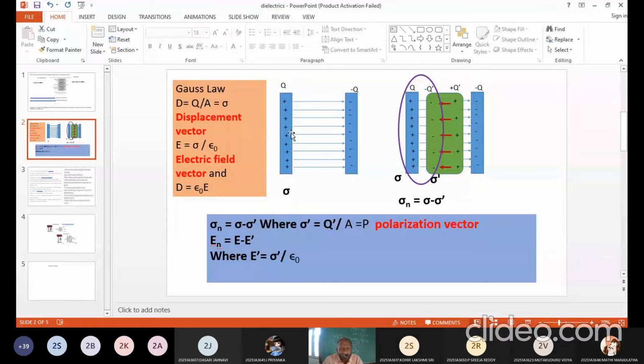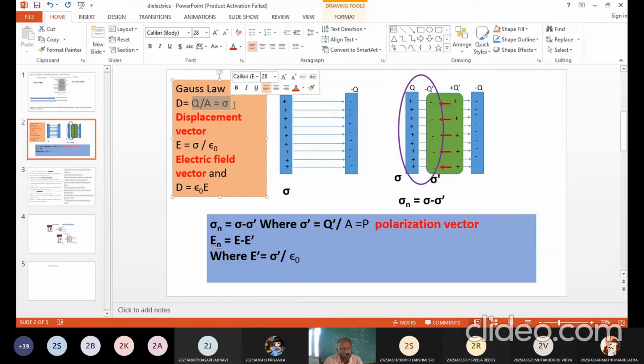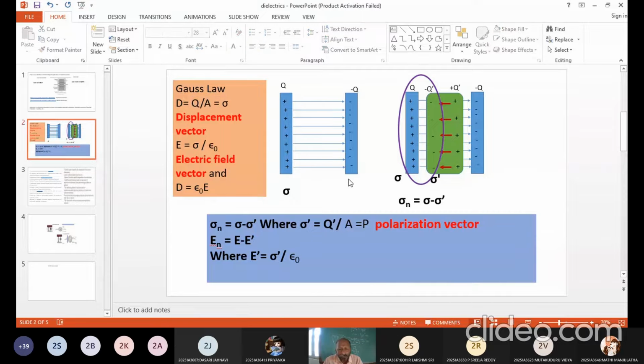I have a metal plate. The blue one is a metal plate, and I place some charges on it. What is the total amount of charge I placed? Capital Q is the amount of charge placed on this one. I'll assume that this has area A. So I have placed capital Q charge on area A, so the charge density is rho, which is equal to Q by A. On the opposite plate I have negative charges, minus q, and because it's also of area A, the charge density here is minus q by A.